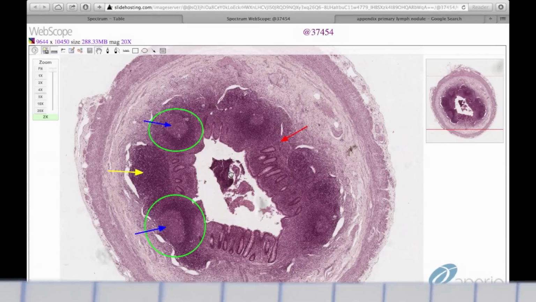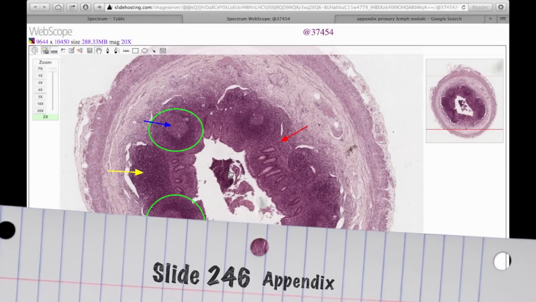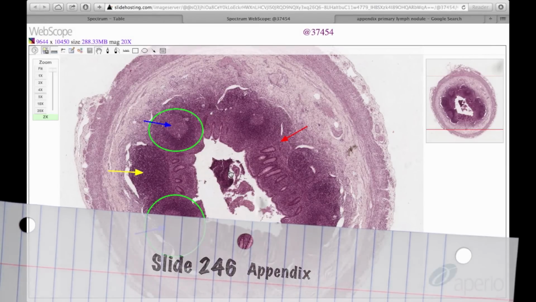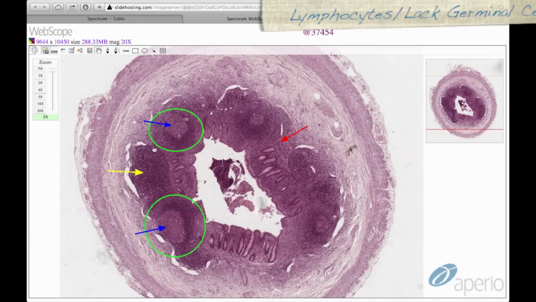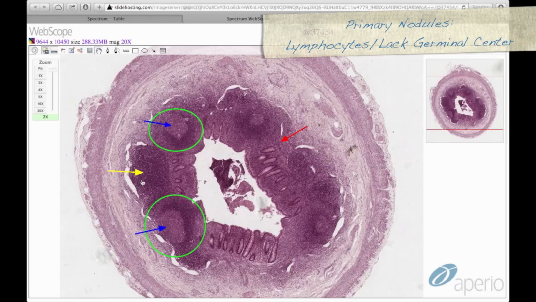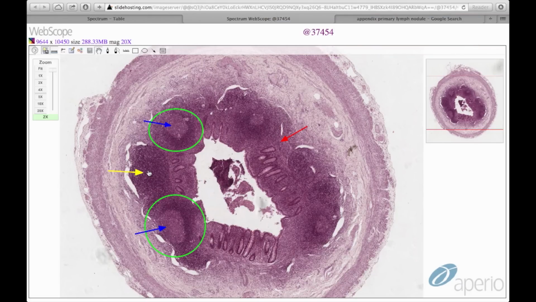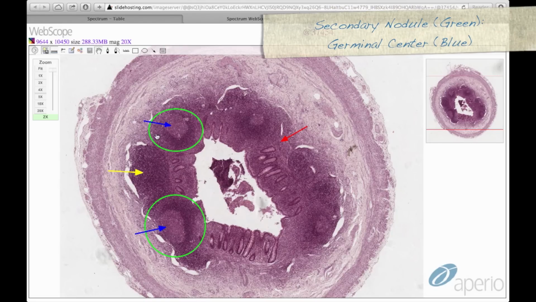We begin at slide 246, which is a cross-sectional view of the appendix stained with H&E. First, we're going to locate a primary lymphoid nodule seen at the yellow arrow. These are nodules filled with lymphocytes, but they lack a germinal center. Here, the green circles are secondary lymphoid nodules. Secondary lymphoid nodules have germinal centers, which can be seen at the blue arrows.